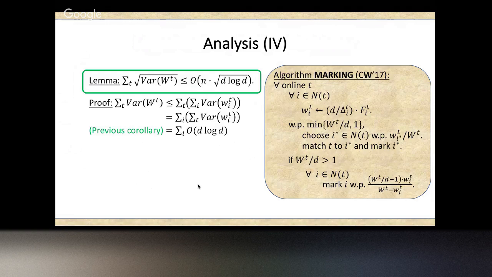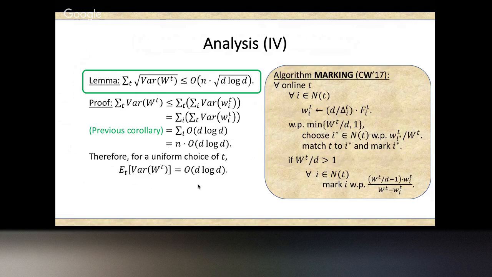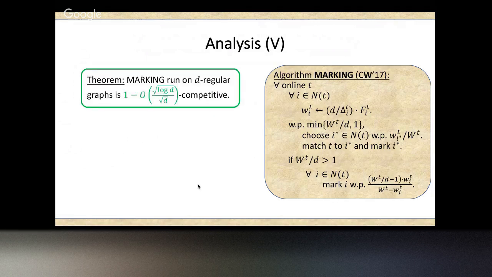And from a corollary quite a while ago, we know that for any fixed I, the sum over all of I's neighbors of variance WTI is order d log d, which is just n times order d log d, right? We've got n offline and n online vertices. So if we pick a random online vertex, its expected variance is order d log d. Finally, applying Jensen's inequality again, we find that the expected standard deviation of WT is at most order of square root d log d. And now we're basically done.